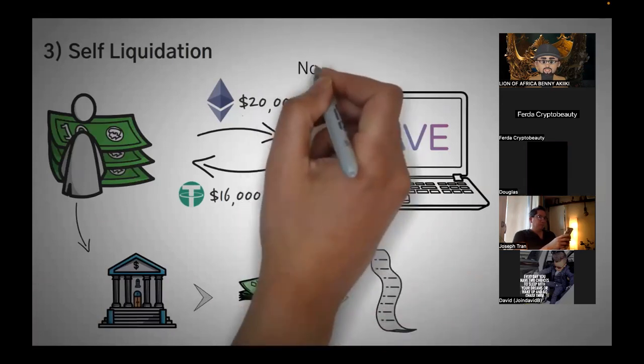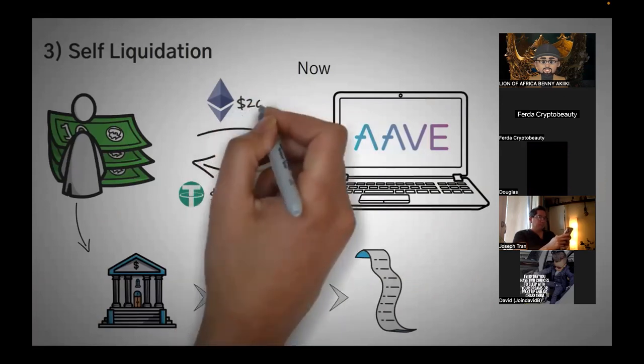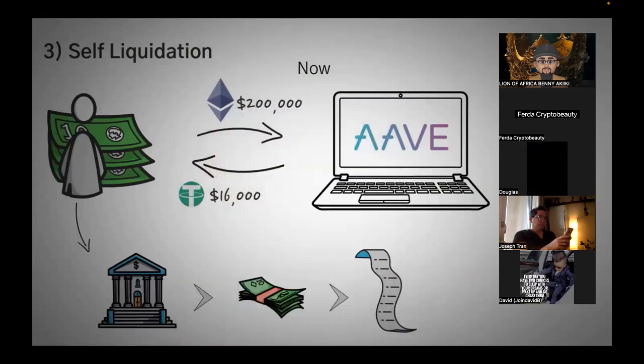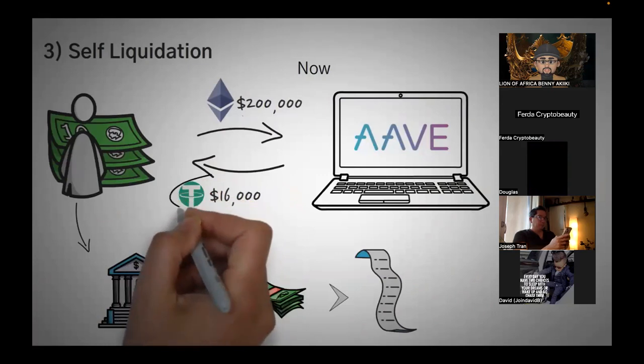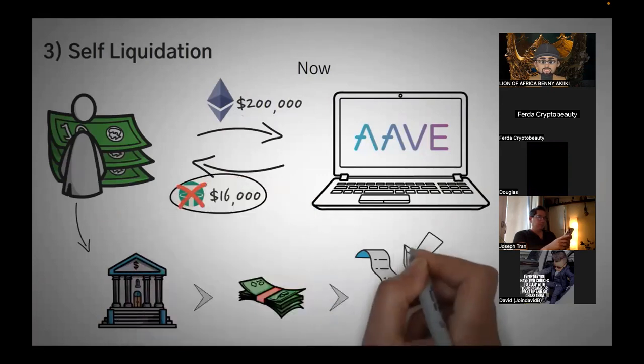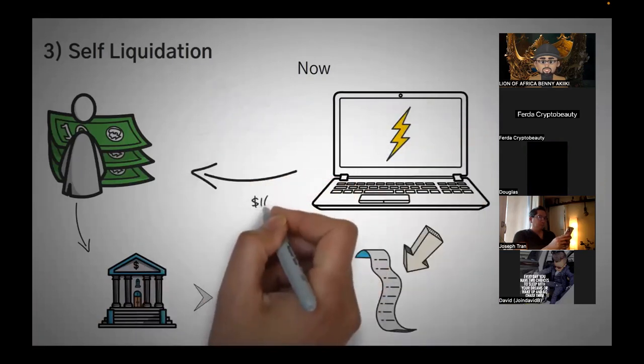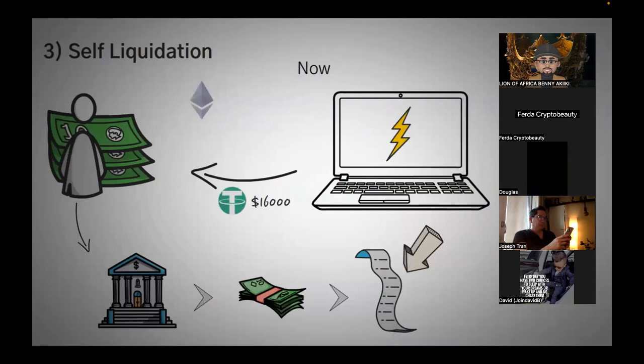Well, let's fast forward to now. Now Ethereum is worth $2,000 each. So you still have $200,000 worth of Ethereum locked up as collateral. But now it's worth way more and you want immediate access to it. So what you do is you have to pay back the original loan of $16,000. However, you don't have any Tether because it's been a year and you paid bills with it. So what you do is you take out a flash loan of $16,000 of Tether to repay your loan and then get access to your initial 100 Ethereum.